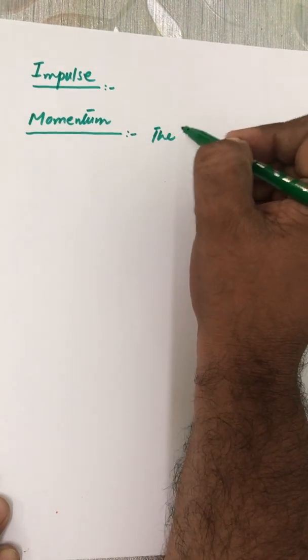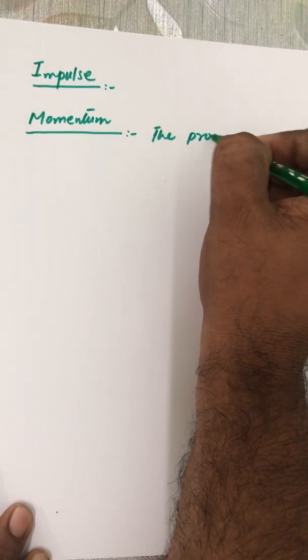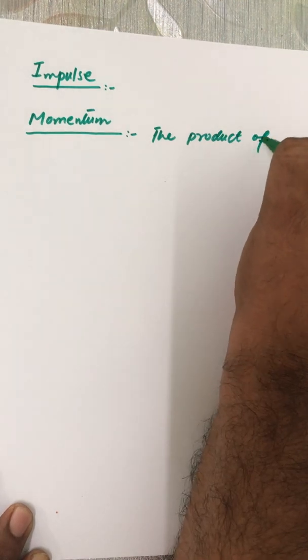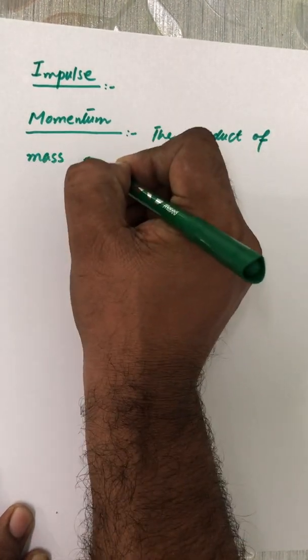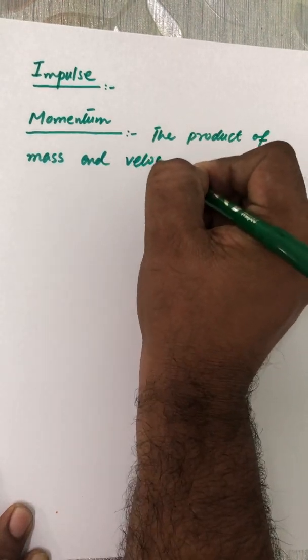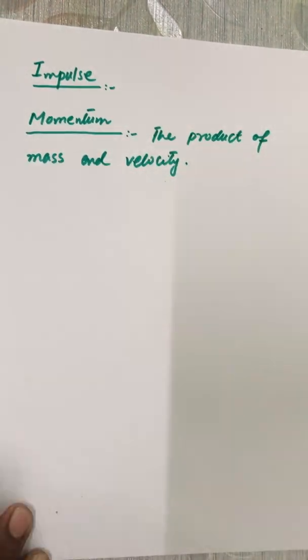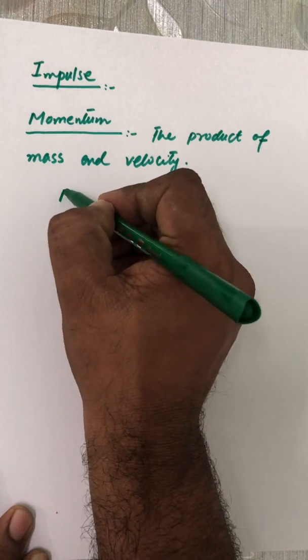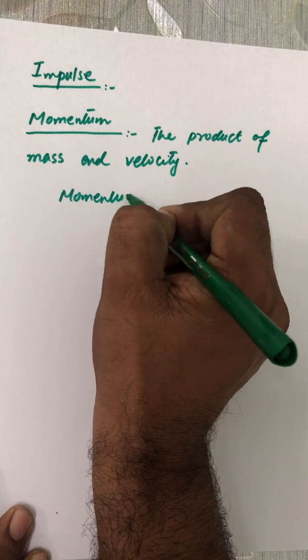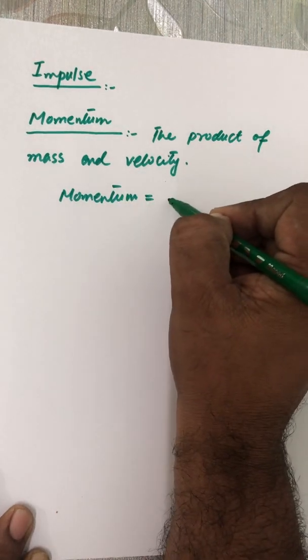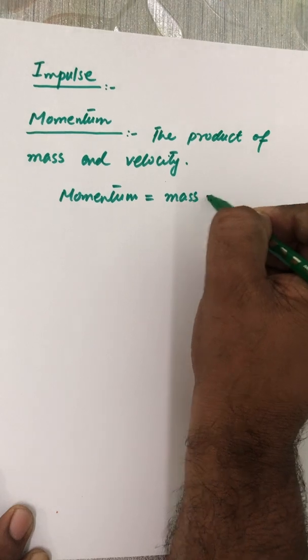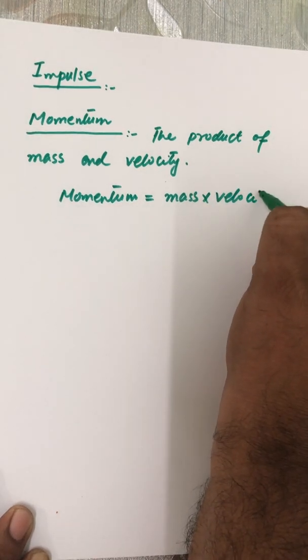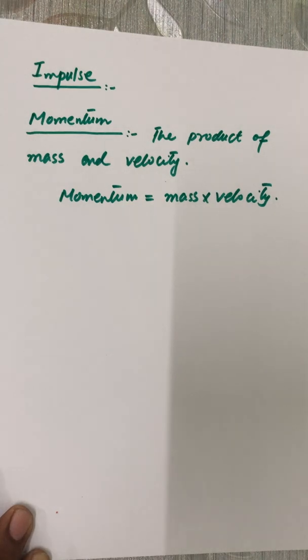So just a review of the momentum. The product of mass and velocity is called momentum. And the formula for momentum is equal to mass times velocity, like this. And now we want to write this in the symbolic form.